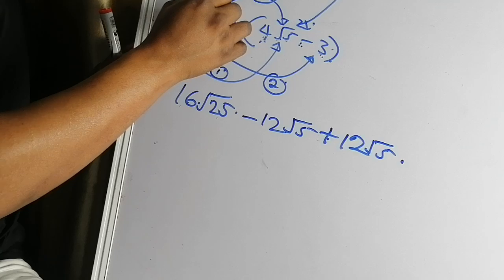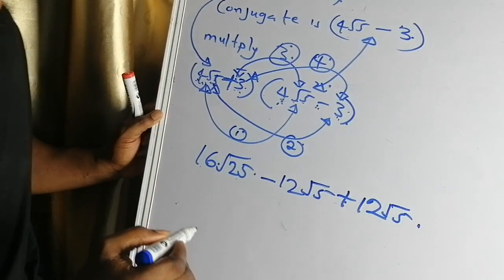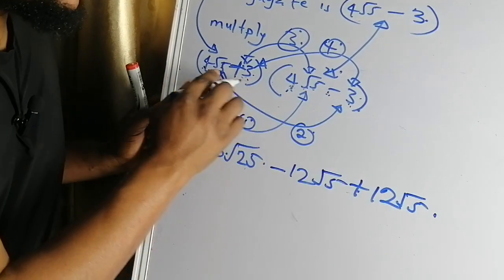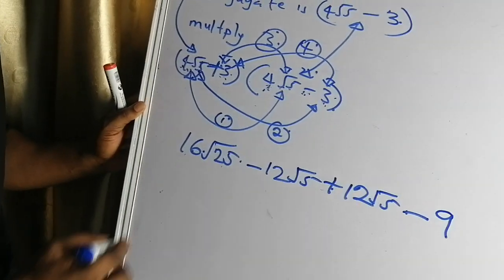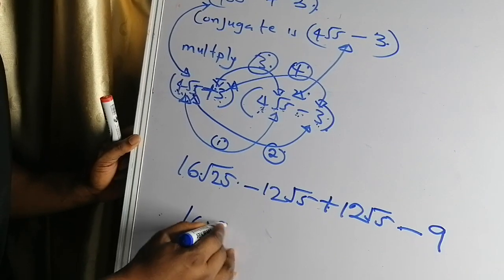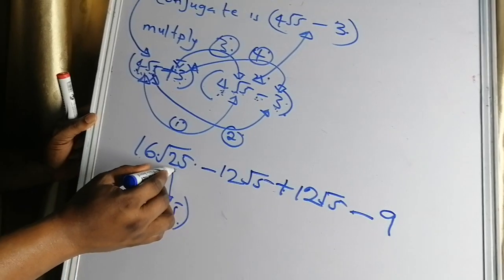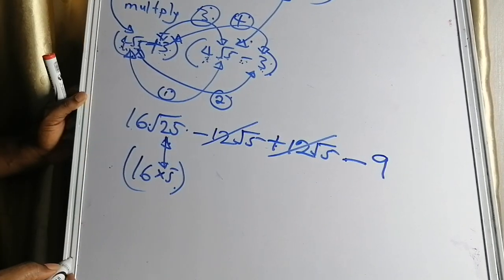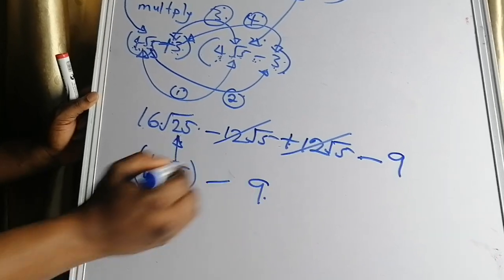Now, this is what? Step 4. Step 4, you are multiplying. So that will be what? 3 times what? 3. And that will give us, and don't forget, plus times minus is what? Minus. 3 times 3 is what? 9. So this will now be 16. What's the square root of 25? Is what? 5. Square root of 25 is 5. Okay? This one will cancel. Don't forget. Minus b plus b. Okay? Because it's the same thing. So that will now be minus 9.